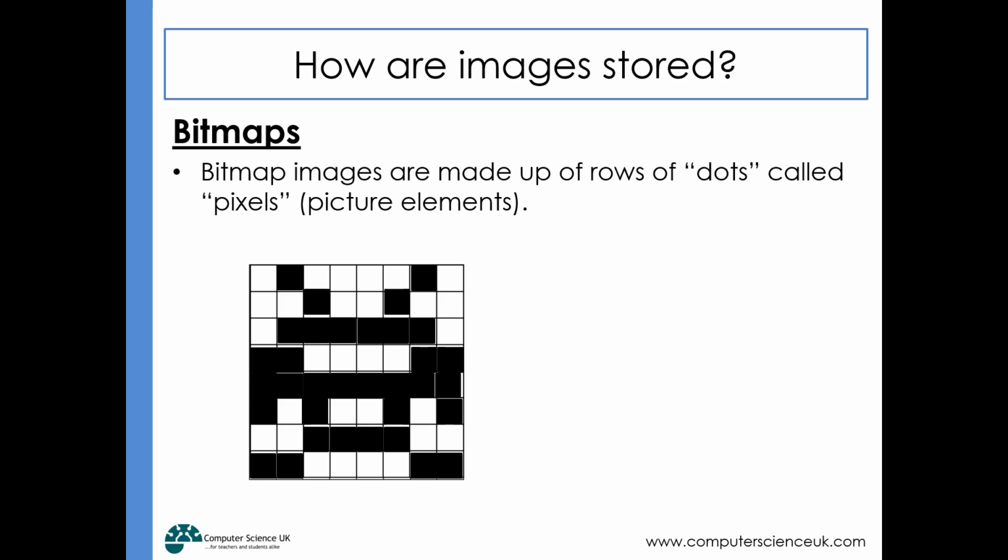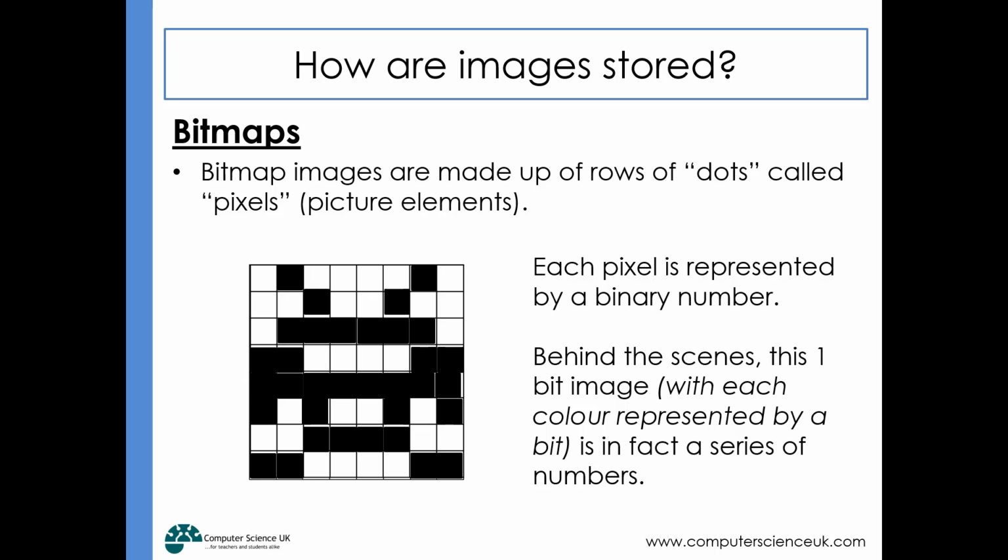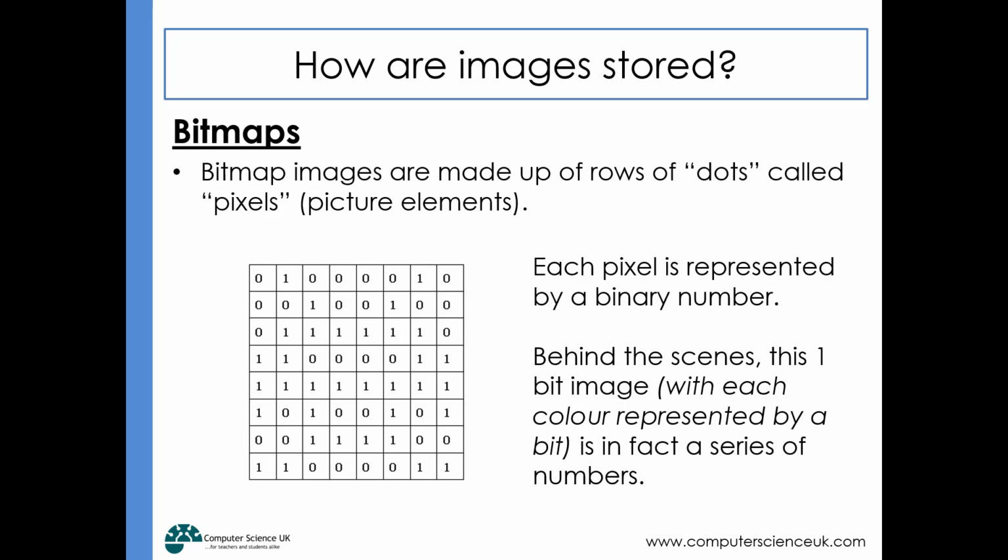A bitmap image is made up of rows of dots called pixels. A pixel is short for picture element. Every pixel that you have on a computer screen is represented by a binary number. And that binary number will represent the shade or the color of that pixel. Behind the scenes, this 1-bit image, which is an image in which every pixel has just 1 bit to define its color, so that's either a 1 or a 0, is in fact a series of numbers, as we've seen.